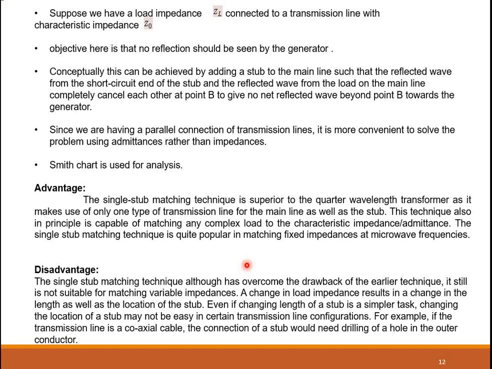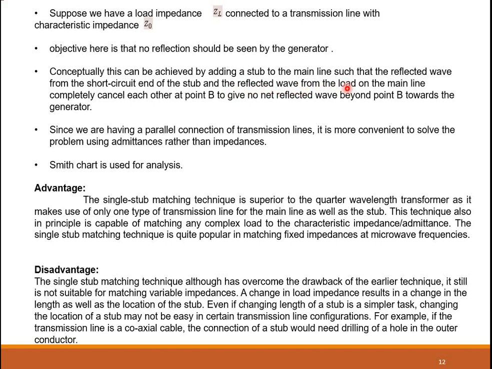So what happens in this case? See, the load impedance is ZL, the characteristic impedance is Z0. What is our objective? No reflection should be seen by the generator. If there is no reflection, it implies that the maximum power will be transferred from the source to the load. So conceptually, when you add a stub to the main line, the reflected wave from the short end of the stub will cancel the reflected wave from the load.